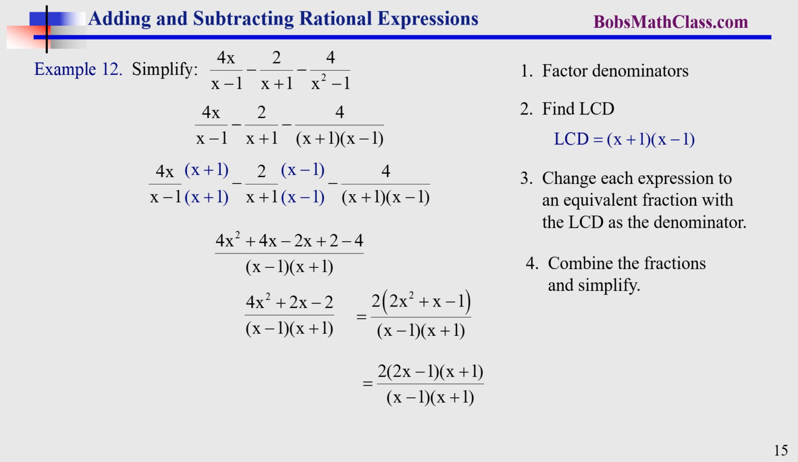And then can anything cancel? Yeah, the x plus 1s can cancel. And we're done. 2 times 2x minus 1 all over x minus 1. I don't know why we put parentheses around the x minus 1. You don't have to put the parentheses around the denominator. Not wrong, just unnecessary. All right, last problem.